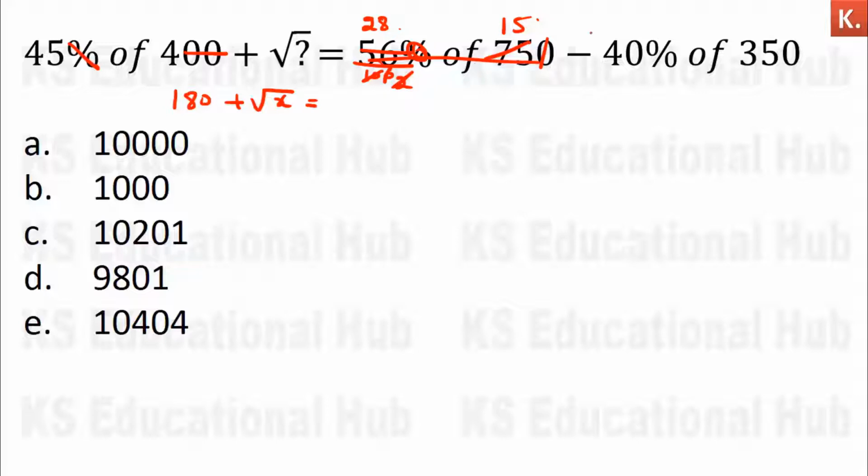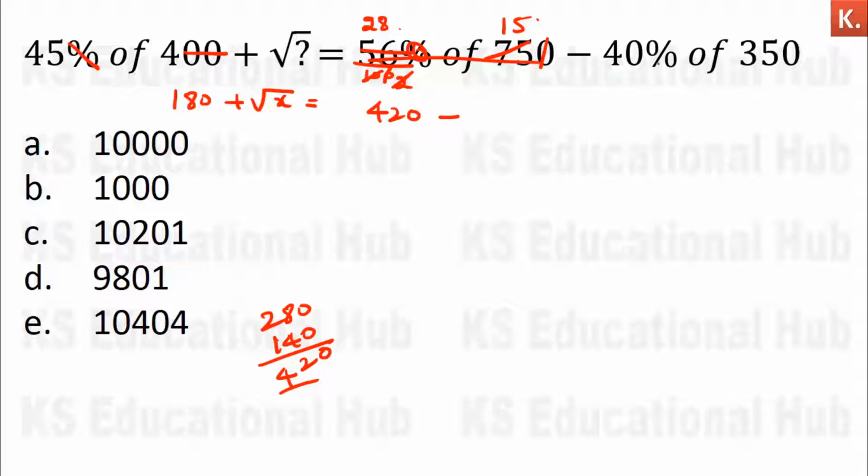I am going to consider this 15 as 10 plus 5. So 10 into 28 is equal to 280. So 5 into 28 is equal to 140. So the simplification of this is equal to how much? 420. Minus 40% of 350.